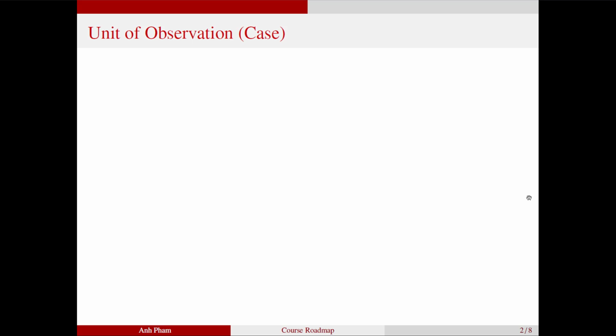First of all, what is unit of observations, or what is case? Unit of observation or case refers to the entity from which data are gathered, and an example of unit of observations is data are gathered at the household level, at the level of people or individuals, or at the state level.